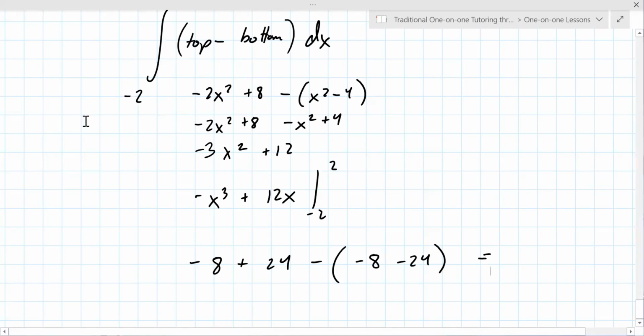Still not getting the right answer. Oh, the correct answer is 32. And I don't know why I don't have that here. Negative 2 cubed times negative 1, yeah. Oh, I see. Positive 8. There you go. There it is.